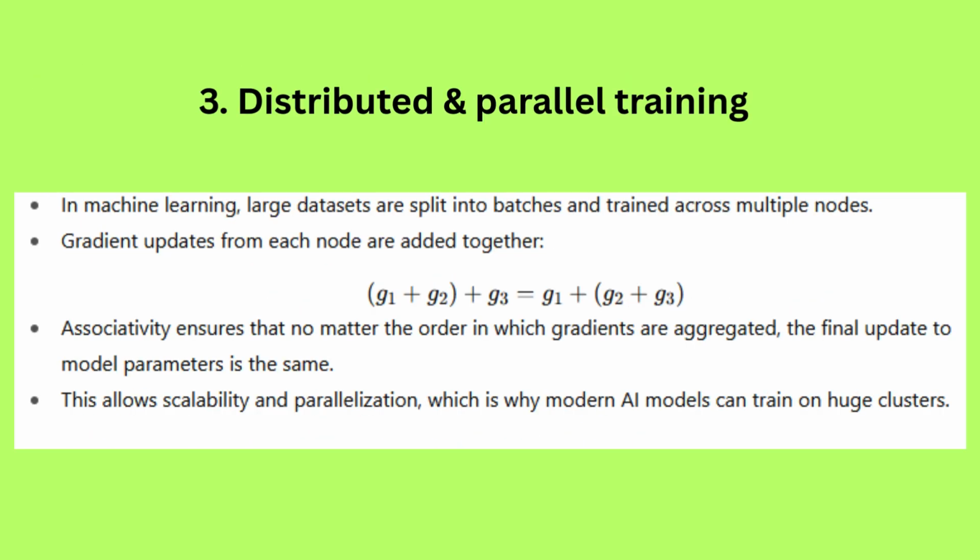When we talk about distributed and parallel training in machine learning, you have very large data sets that are split into batches and trained across multiple nodes. Gradient updates from each node are then added together. So associativity ensures that no matter the order in which gradients are aggregated, the final update to the model parameters is the same. This allows scalability and parallelization, which is why modern AI models can train on huge clusters.